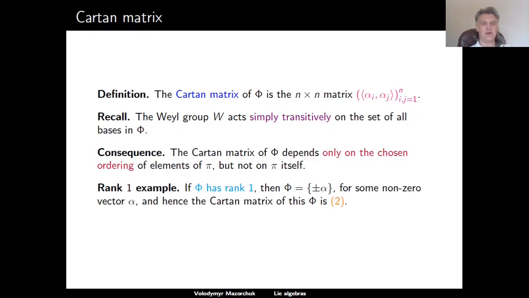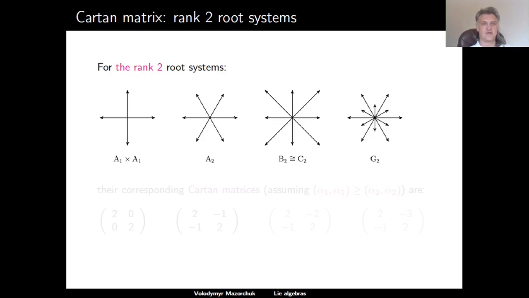A very easy example is the root system of rank 1. If we have a root system of rank 1, then it always has only two roots, plus and minus α, where α is some non-zero vector, and hence the Cartan matrix of Φ is a 1 times 1 matrix, which consists of the number 2, because the angle bracket between α and α is always 2. The next example is rank 2 root systems. In the previous lectures, we saw the classification of all rank 2 root systems. There are 4 of them up to isomorphism, and they are listed here. And now we can compute the Cartan matrix for each of them.